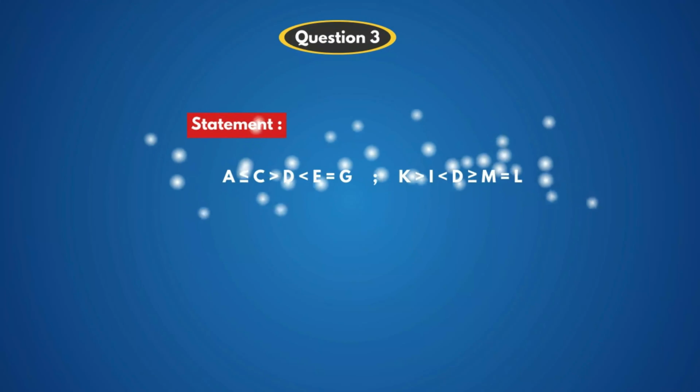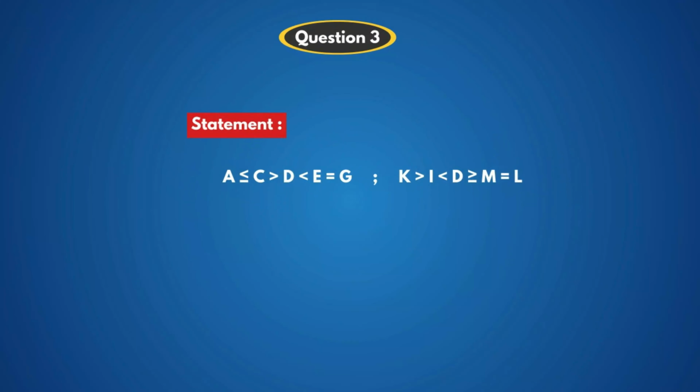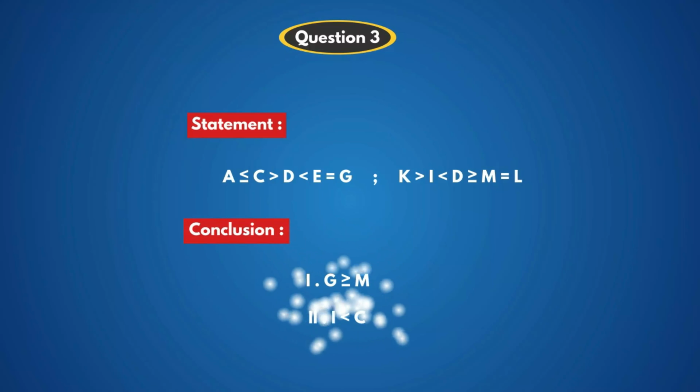Question number 3. Statements: A <= C > D < E = G. K > I < D >= M = L. Conclusions. Conclusion 1: G >= M. Conclusion 2: I < C.